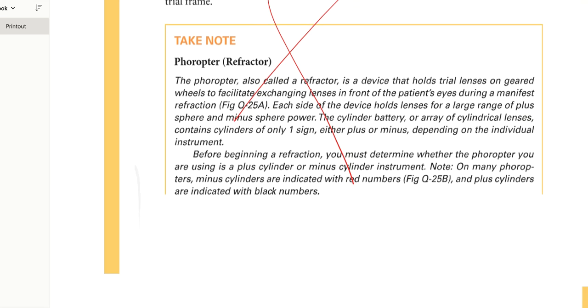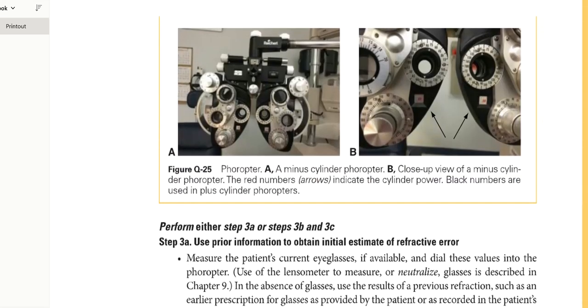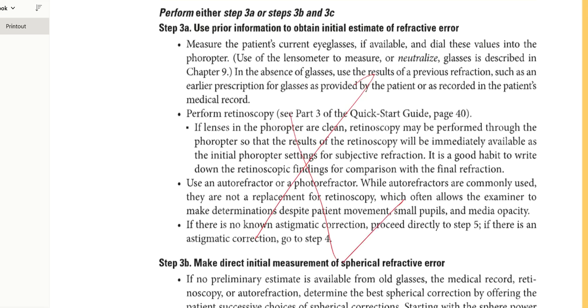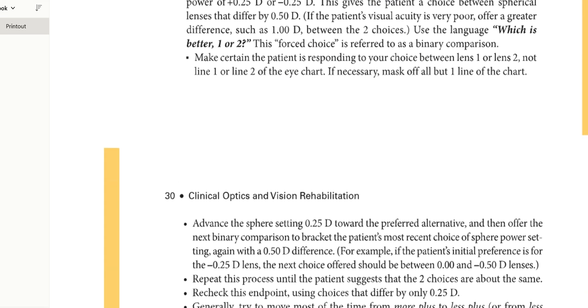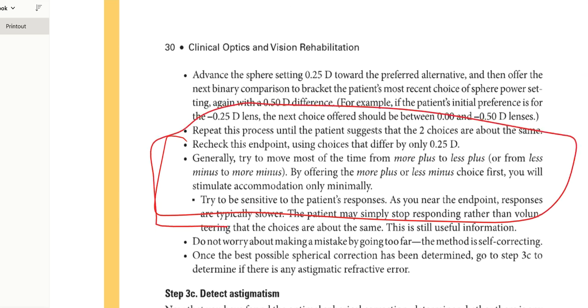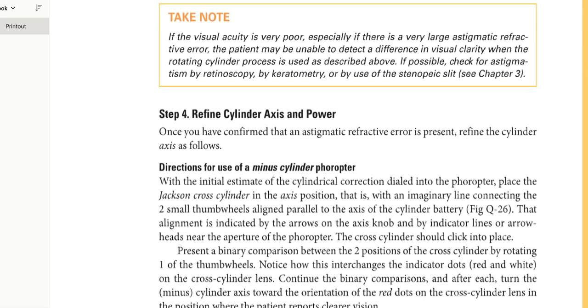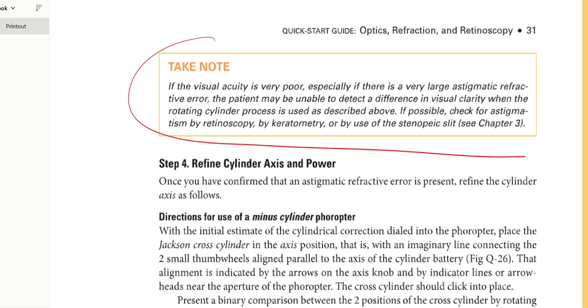This one is not important, not needed. And remember these rules written here. More minus to more plus, like this. This take note is important. Okay?